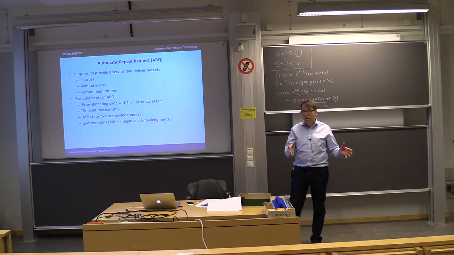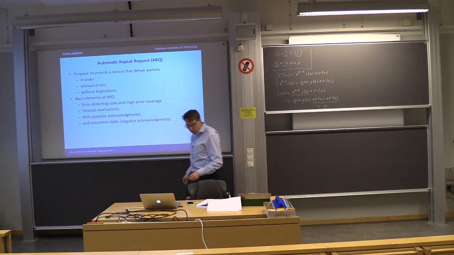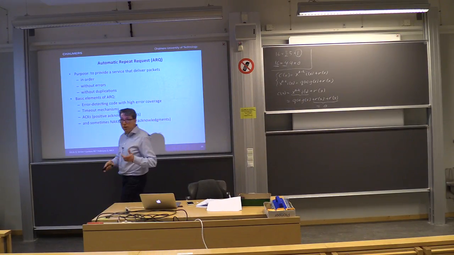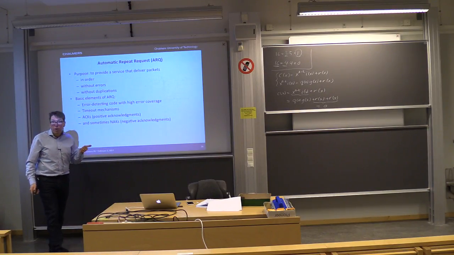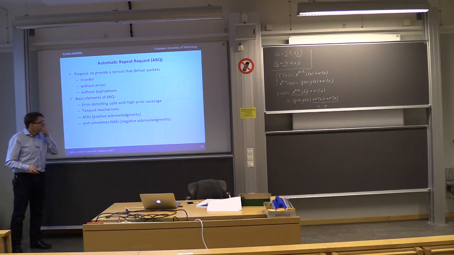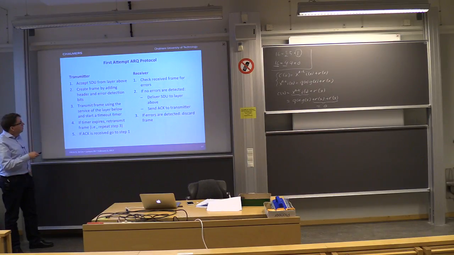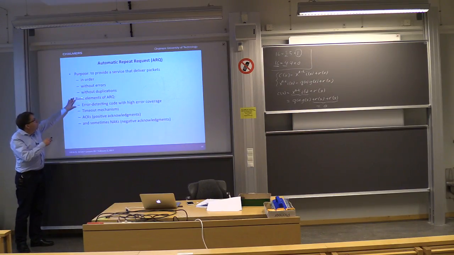If the CRC checks, I assume everything is well and I send it up. Is that process perfect? No. Sometimes I send up something which is wrong. Rarely, but it happens, right? If it doesn't check, I know for sure something went wrong on the channel, and then I ask for a retransmission. So very simple main idea, right? But we will see the devil is in the details here. This is actually more complicated than it sounds. So what we would like to do now is provide a pretty good service that delivers packets in order, without errors, and without duplications.